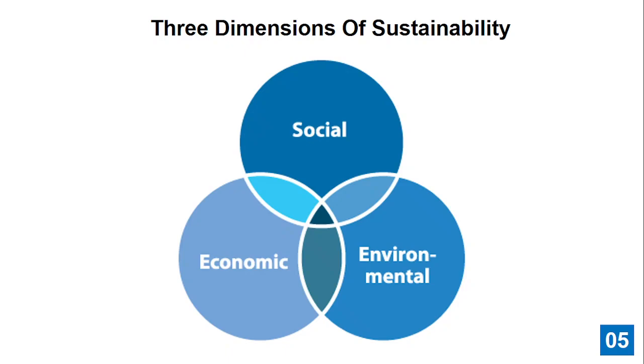Here are the three dimensions of sustainability. Sustainability actually comes from three dimensions: social, environment, and economics. And these three dimensions are integrated with each other. The integrated part is the sustainable development. If a product is acceptable socially or environmentally, but economically it's worse, then this is not sustainable. So this point of integration is sustainability.